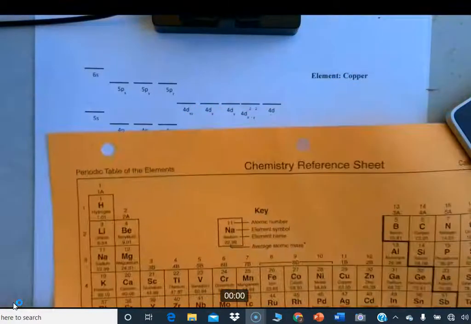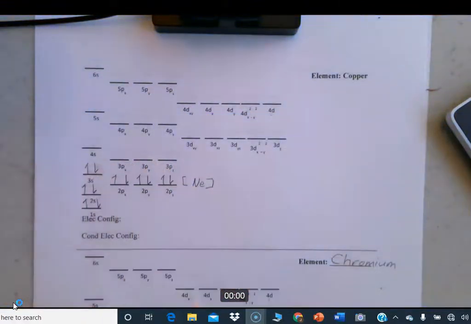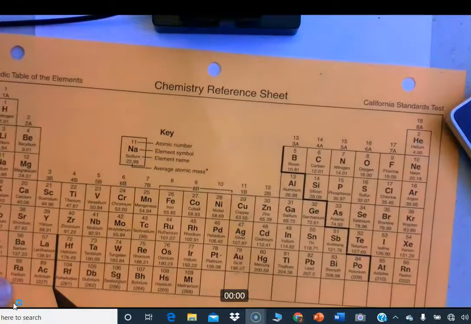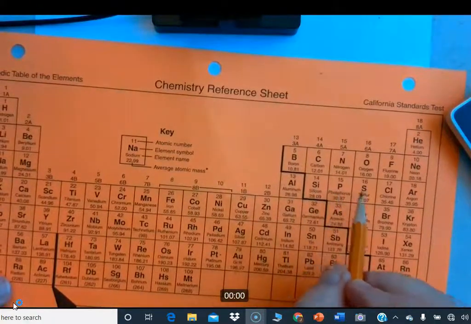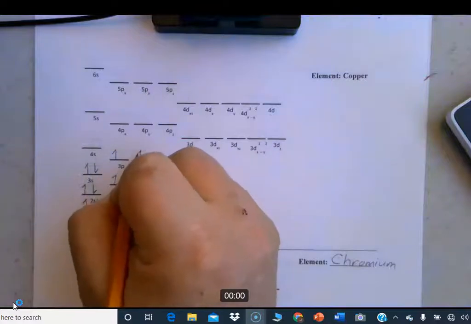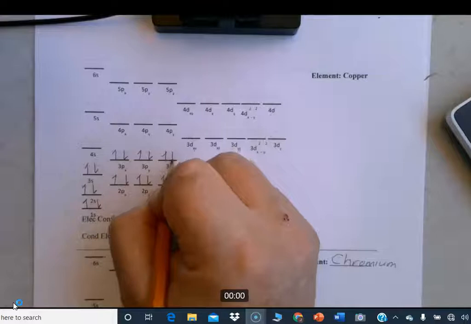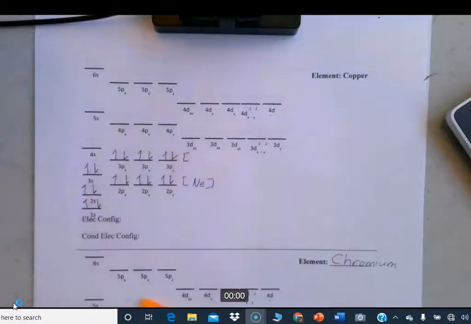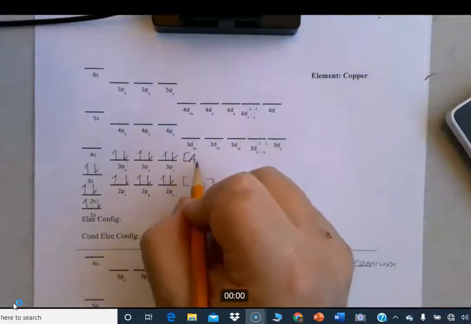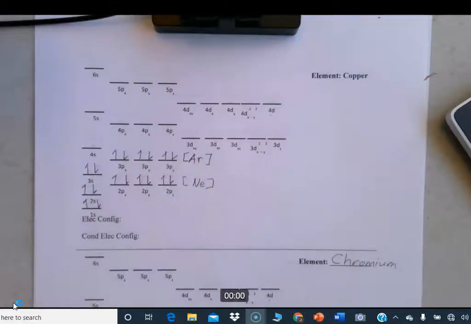Now you go to the 3s. That's sodium, magnesium. Up arrow, down arrow. And now you're going to go for copper all the way across the 3p. 1, 2, 3, 4, 5, 6. So proper order, Hund's rule. Like that. And now you're at the next noble gas, which is argon. Anytime you're at the end of a p orbital, that is a noble gas.